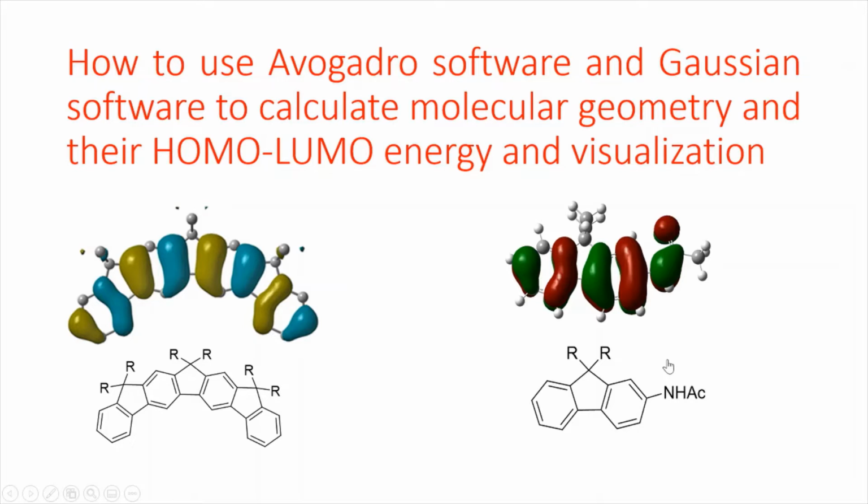As I said in my previous video, I will show how to calculate your HOMO-LUMO orbital by using two different software. One is Avogadro software and Gaussian software to calculate molecular geometry and their HOMO-LUMO energy and visualization. So if you see here the HOMO of this molecule and HOMO of this molecule, so what are the things you need to know and what are the things you need to install before you start calculation.